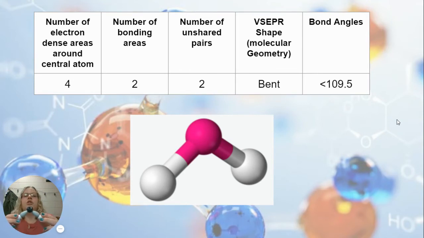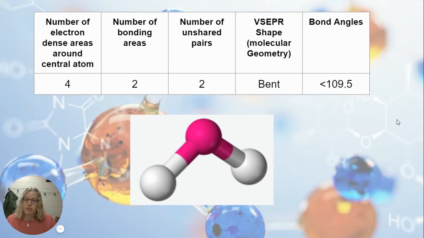Okay, that shape is called bent, but this bent is more bent than the other bent, if that makes sense. Not by a lot, but by a little bit. So its bond angle is less than 109.5. And the reason why it's less than 109.5 is because it's born of that tetrahedral geometry. It's just missing some of the bonds.